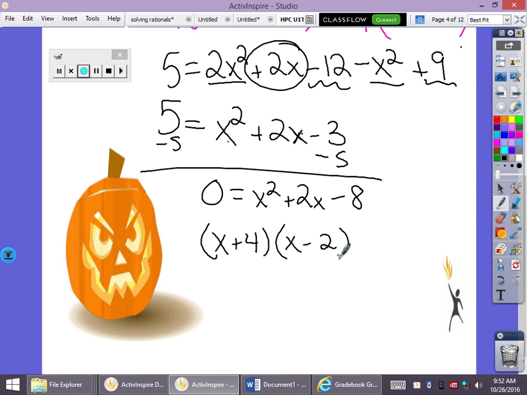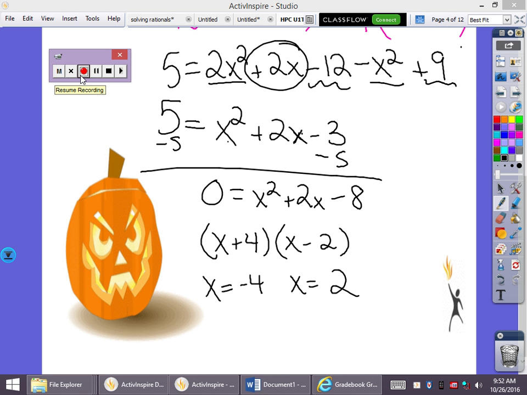So that means my solutions are x equals -4 and x equals 2. Yes? Okay. Now, we are not done. I'm going to give you a couple seconds to make sure you have all the work. We have one small final step to do.